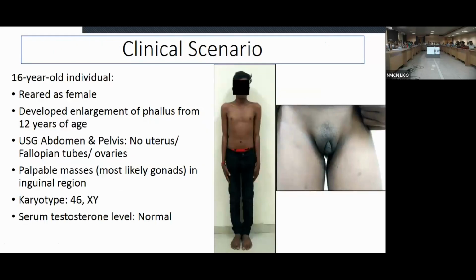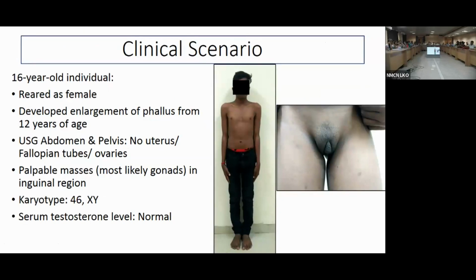Now, here we have an individual read as female initially, but started developing, now the individual is 16 years old, started developing enlargement of phallus from 12 years of age. The ultrasound abdomen and pelvis, there was no uterus, fallopian tubes, ovaries. Basically, the ovaries were not there, the Mullerian structures were not there. And there were palpable masses, most likely gonads in the inguinal region. And karyotype was 46XY. Serum testosterone level was normal.